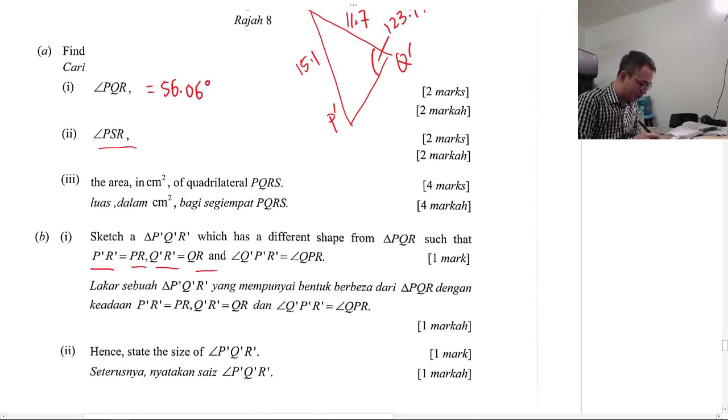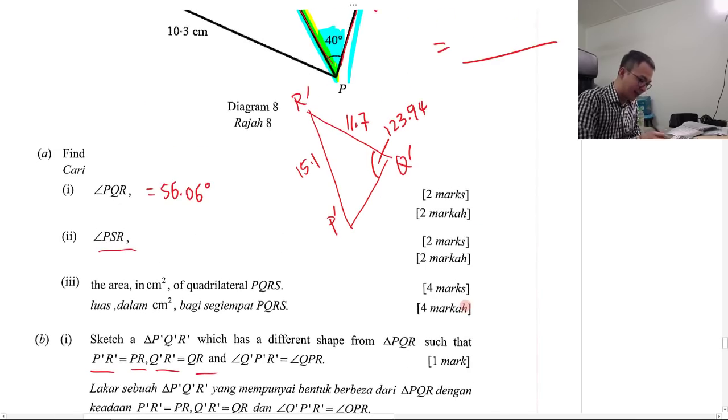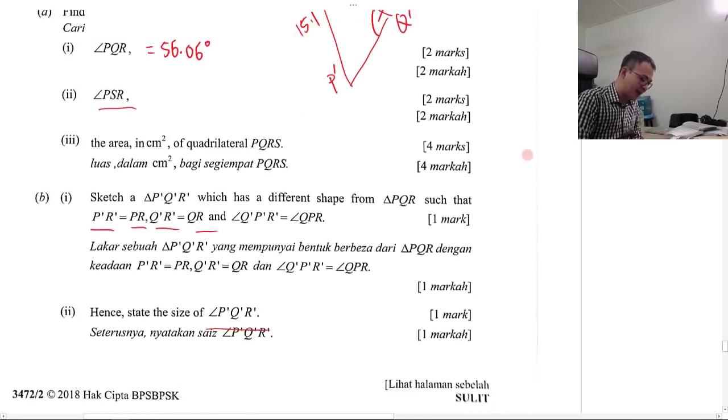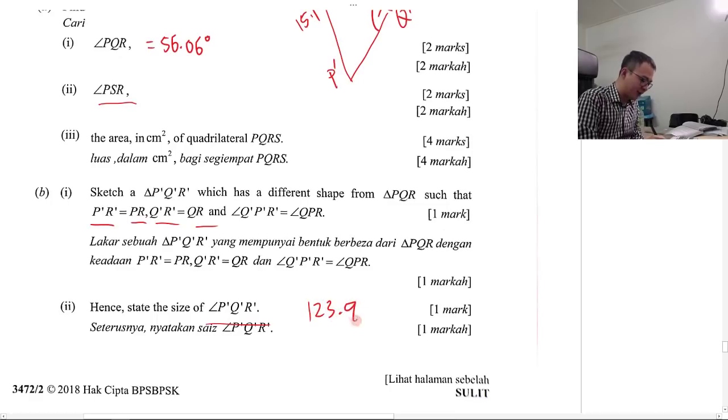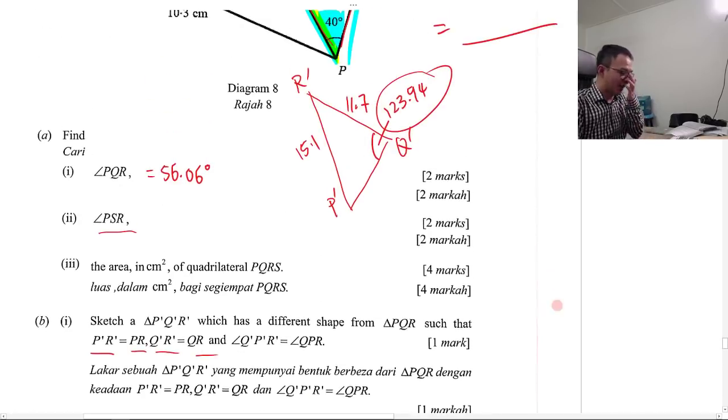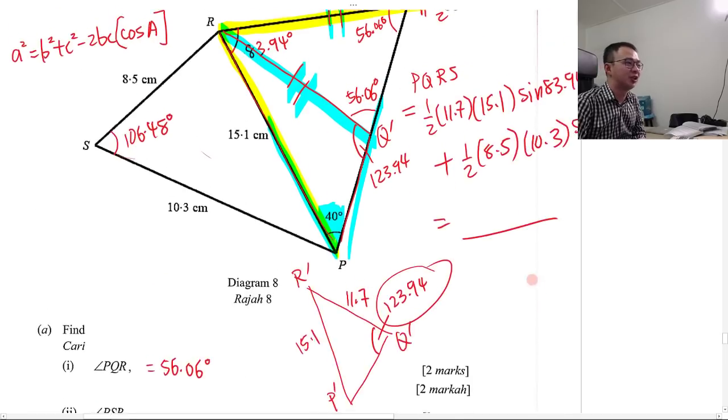And the last part, after I sketch already, they ask about size PQR. They asked about this angle I just found, which is 123.94. Alright, this is how we draw the new triangle.